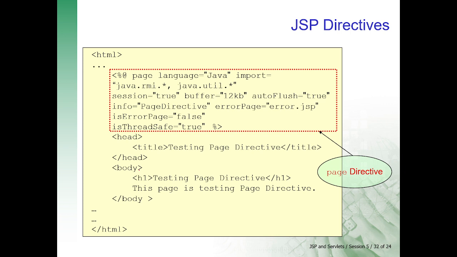Auto flush, and error page. Just look at errorPage equals error.jsp. In case while executing this JSP file there is an error, it will automatically redirect to the error.jsp file. In a web application with many packages and pages, if there is an error, it will redirect to which file? That also we can do.